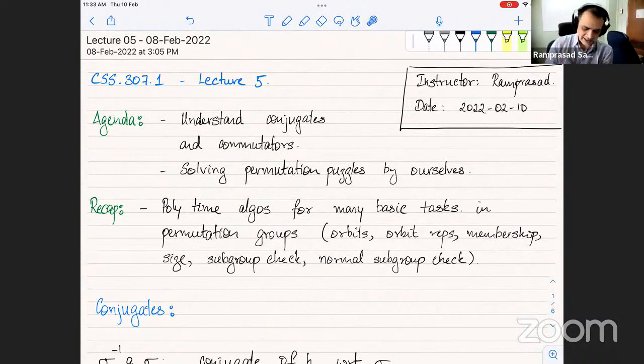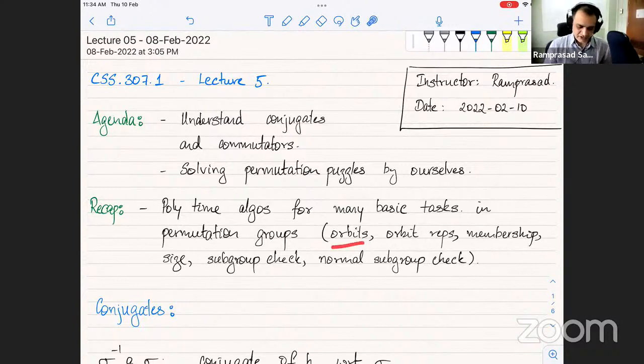Just a quick recap, though most of it will not be relevant for today's talk. So far we have seen a whole bunch of algorithms for various basic tasks involving these permutation groups. The setup we always had in mind was the Rubik's Cube, because there's a certain set of stickers, and there are these groups that seem to be acting on these stickers.